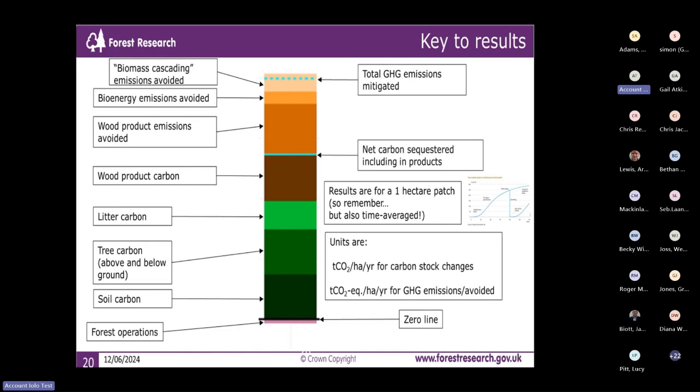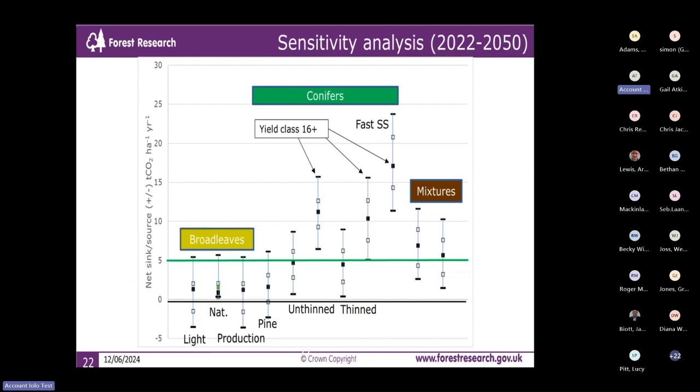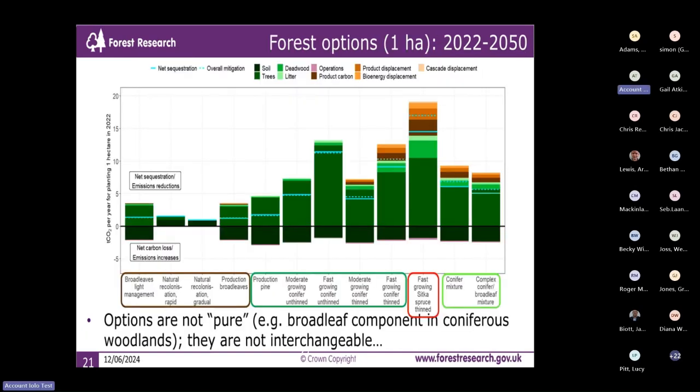If you don't believe in the substitution benefits of the trees, if you think that's a bit of a red herring, you can just ignore those parts of the graphs and just look at the green parts, which is what happens in the forest. So there you are. If you planted these woodlands in 2022, what would you get by 2050 over that period? And here you have the broadleaf options, the coniferous options, a very fast growing Sitka spruce plantation, and these mixture options.